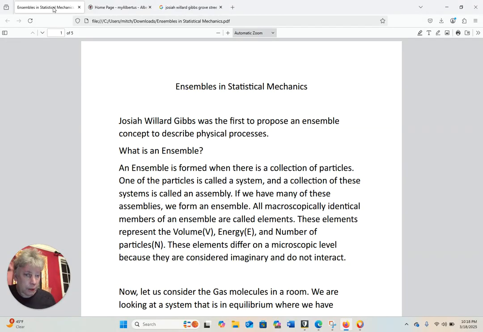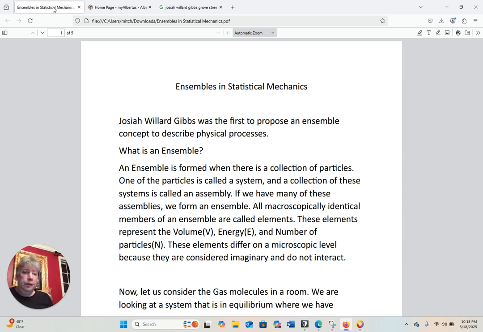Here we go, guys. So, I thought about how I was going to put this presentation together, and I thought that it was very important for me to start off and define what is an ensemble, and then take it from there and do an example of the air molecules in a room and how that can represent macrostates, but those macrostates lead to these microstates as well. So we're going to talk in terms of that.